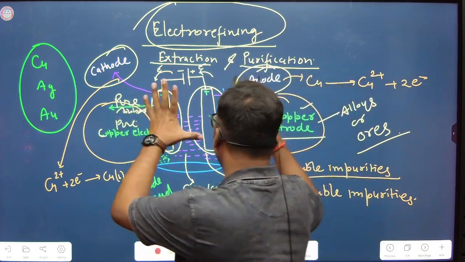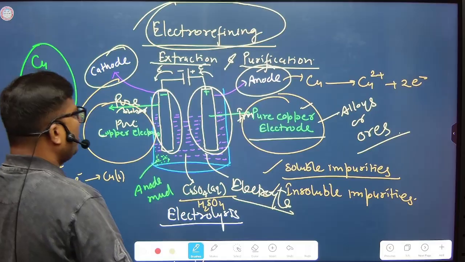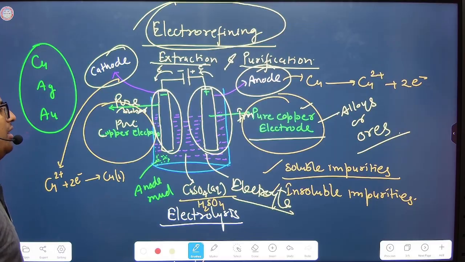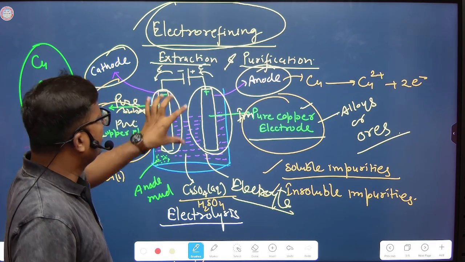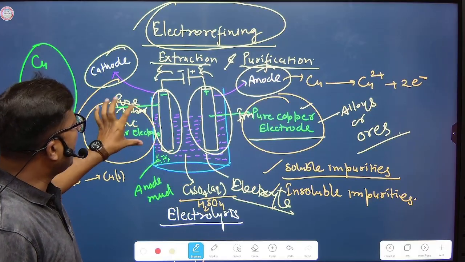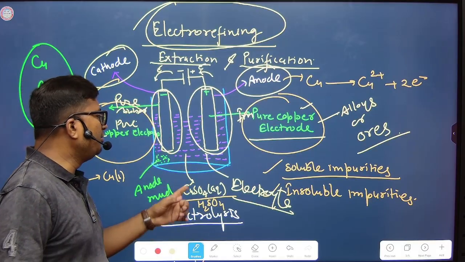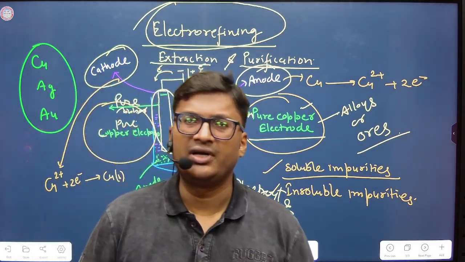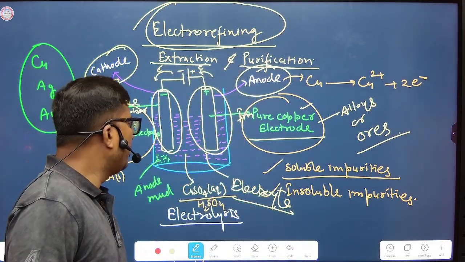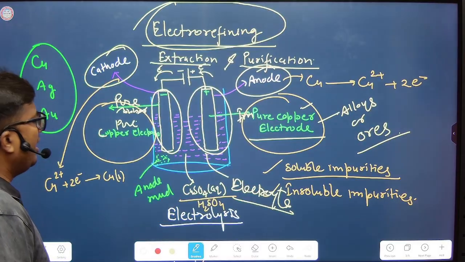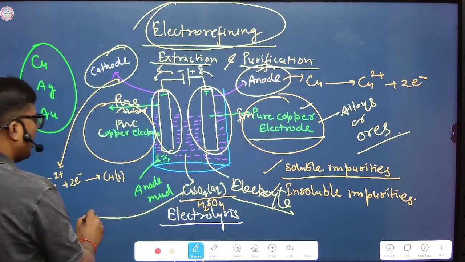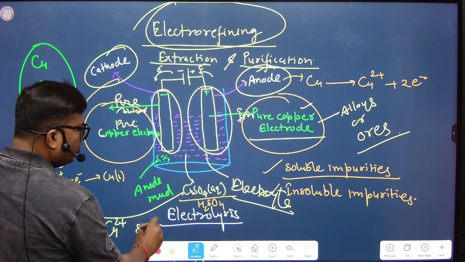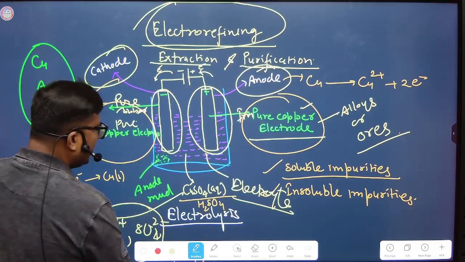Now these two electrodes are dipped into a solution, and since the electrodes are copper, the solution should be copper sulfate, right? It is acidified with H2SO4. So H2SO4 acidified copper sulfate solution will act as the electrolyte. This copper sulfate solution has Cu2+ and SO4 2- as ions in the electrolyte.